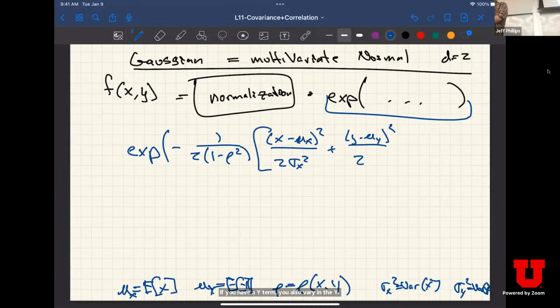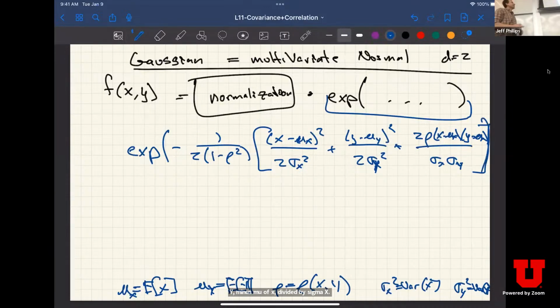2 sigma y squared. Okay, and then there's going to be potentially some covariance, but this might be 0. 2 times the covariance of x and y of x minus mu of x, y minus mu of y, divided by sigma x, sigma y. Okay, so the multivariate normal distribution is going to have some normalization term. I don't need to write it up. You can look it up in the books.